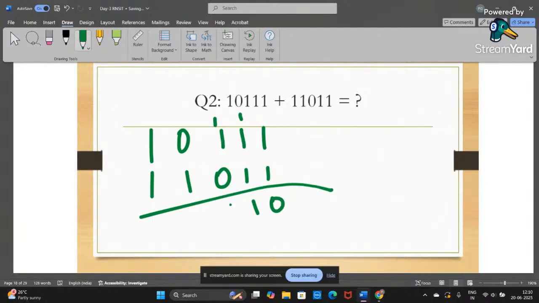So plus 0, 10. So 0 and 1 will be the carry forward. 1 plus 1, it is 10. 0 we are writing here. 1 will be carried forward. 1 plus 1, it is 10. 10 plus 1 is 11. 1 we're writing here, 1 will be carried forward.